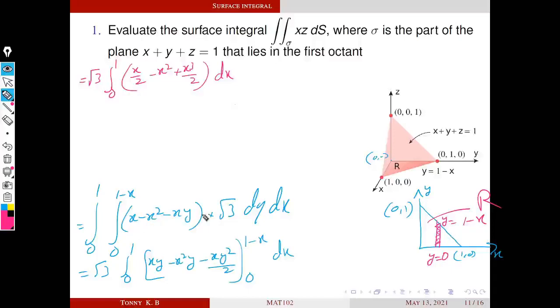After the first integration with respect to y, it is like this, and our lower limit is 0, upper limit is 1 minus x. After the substitution of these limits for y, we get this. Next, we have to integrate this expression with respect to x.